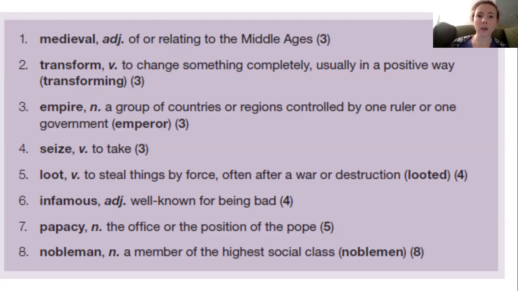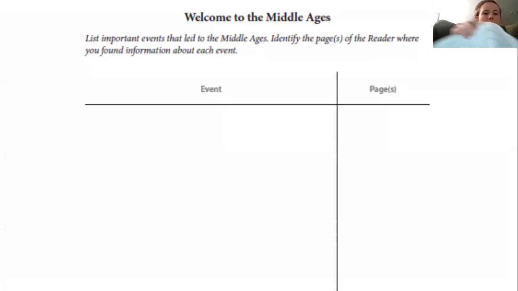The next thing that you're going to need to do, you can just add it to the next page if you've got space, is a little chart like this. So this section is called Welcome to the Middle Ages. The directions say, list important events that led to the Middle Ages. Identify the pages of the reader where you found information about each event.